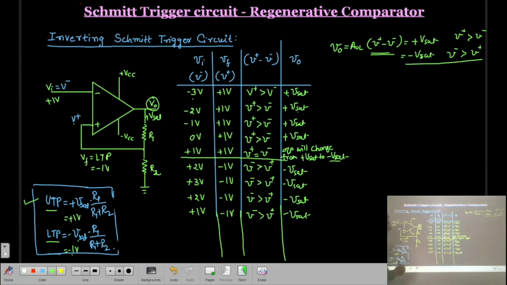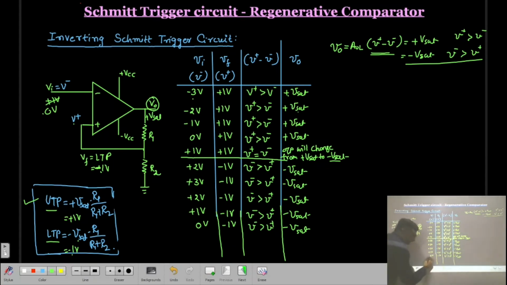But if I apply a minus 1 volt, I am decreasing this voltage. Let us say we apply the 0 volt, then this remains minus 1 volt, V minus is greater than V plus, this will be in minus V saturation. Remember, here this is 0 volt, and here you can see the V minus is greater, this is negative, minus 1 volt, so output will be minus V saturation.